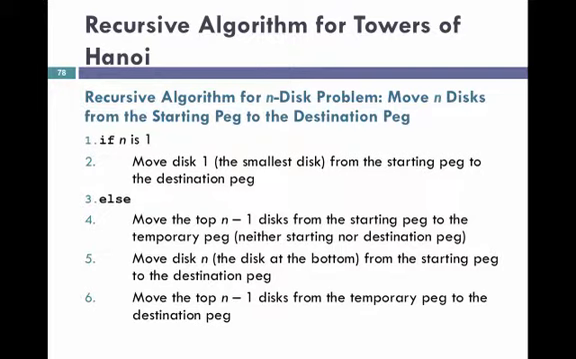Now here's a recursive algorithm for an n-disk problem, to move n disks from the starting peg to the destination peg. Now we have a base case, which is if n equals 1, we can simply move disk 1, the smallest disk, from the starting peg to the destination peg. Otherwise, here's our recursive definition. We move the top n-1 disks from the starting peg to the temporary peg, and we move the disk n, the disk at the bottom, from the starting peg to the destination peg, and then we move the top n-1 disks from the temporary peg to the destination peg.